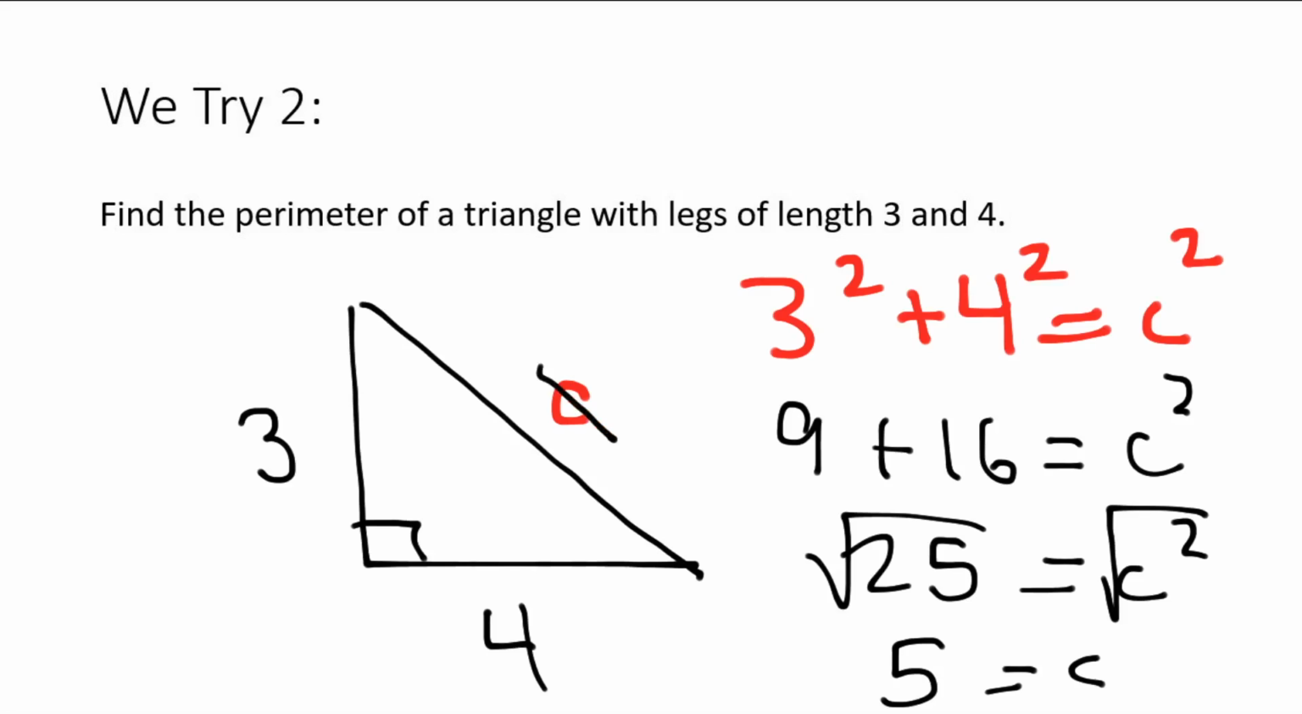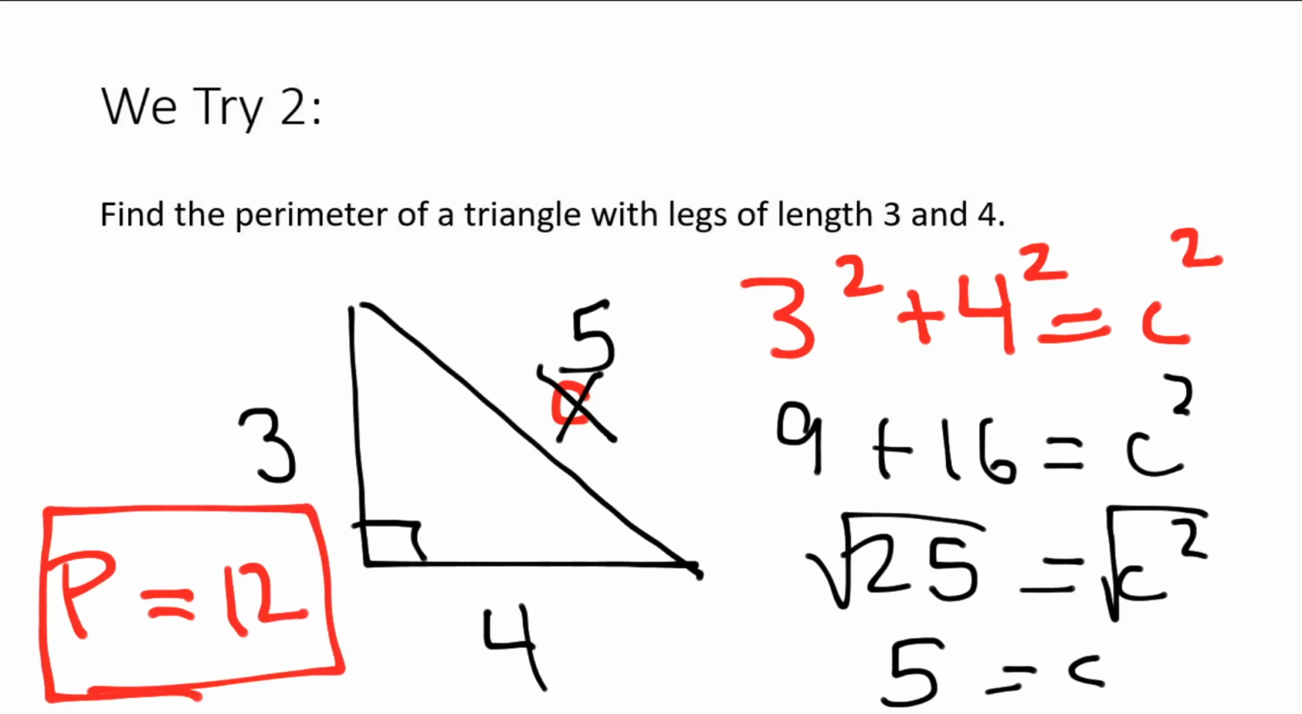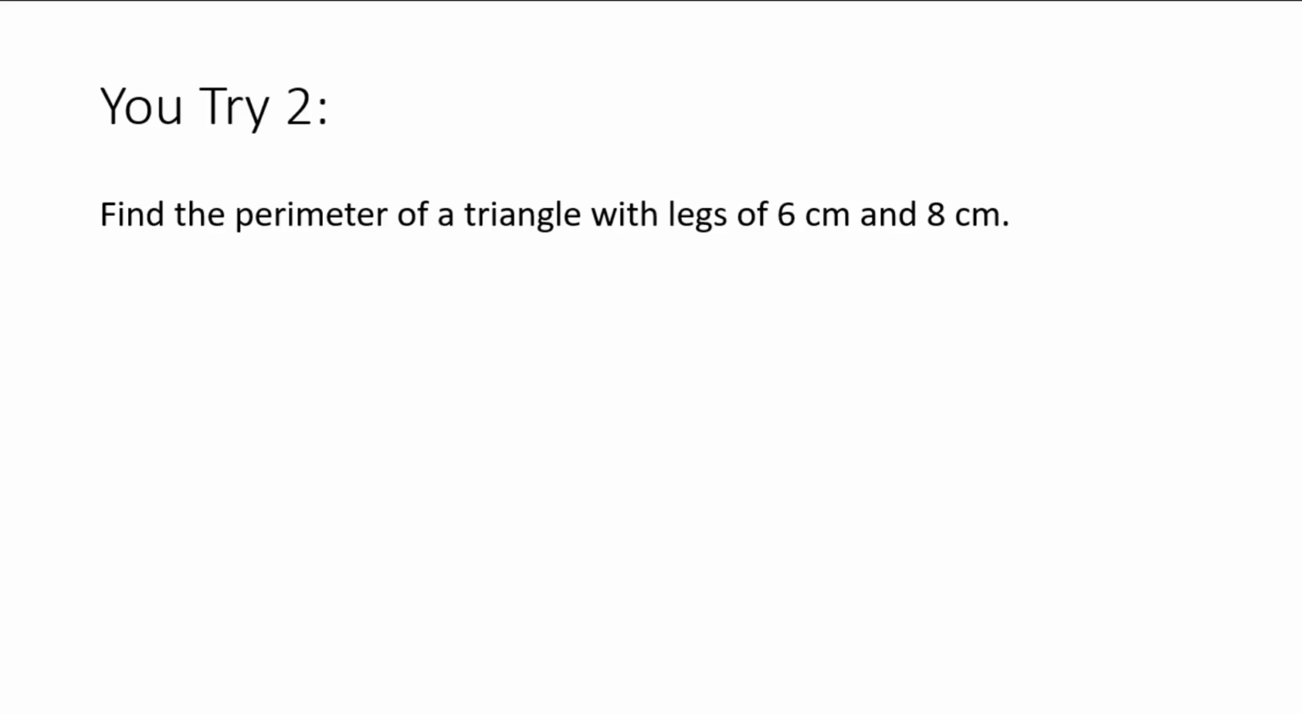I'm not done yet. Now that I know that side, I can find the perimeter. So the perimeter is going to be 3 plus 4, which is 7, plus 5, which is 12. So my perimeter is going to be equal to 12. Go ahead and try this last one on your own.